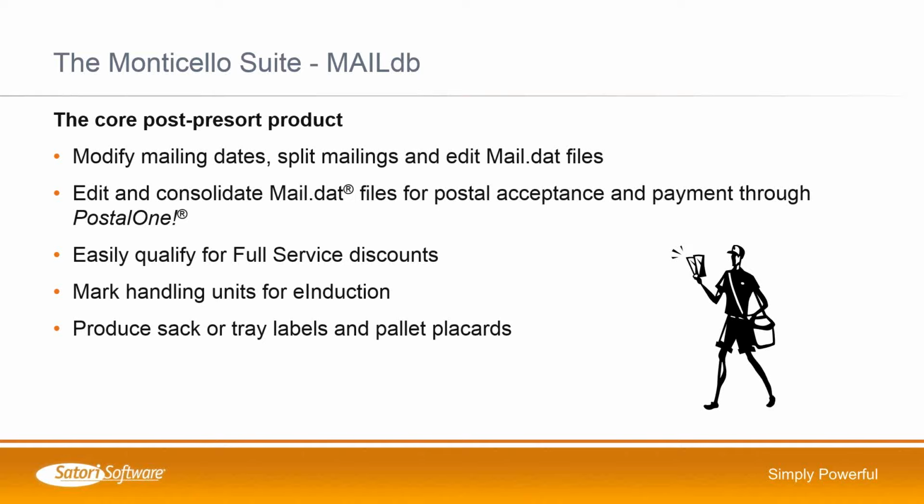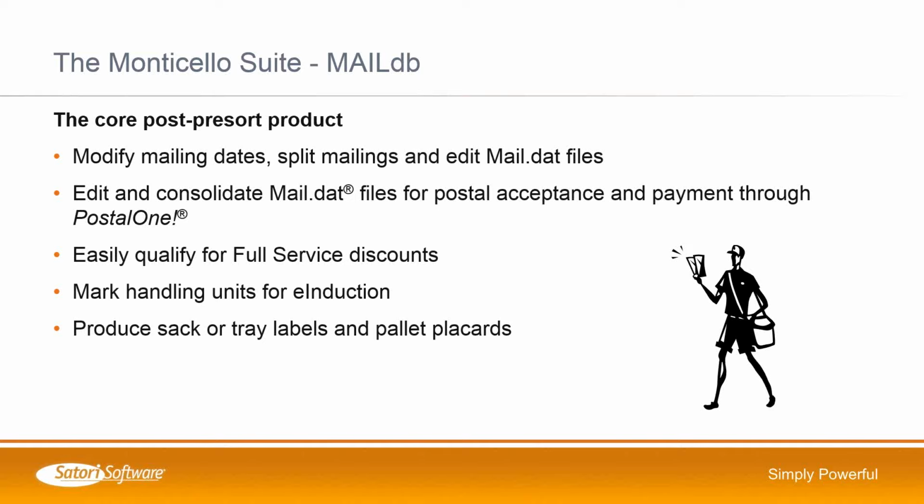Okay, and that's really the second bullet here. Like I alluded to in the list of problems at the beginning, it's very rare that things don't change after the pre-sort has been completed. Things happen along the way, right? So our customers are using MAILdb every single day to change things like mailing dates and piece weight, and to validate against Postal One and then make necessary changes, because we all know that Postal One is rarely error-free. And again, this is so they don't have to go back and run that pre-sort again.